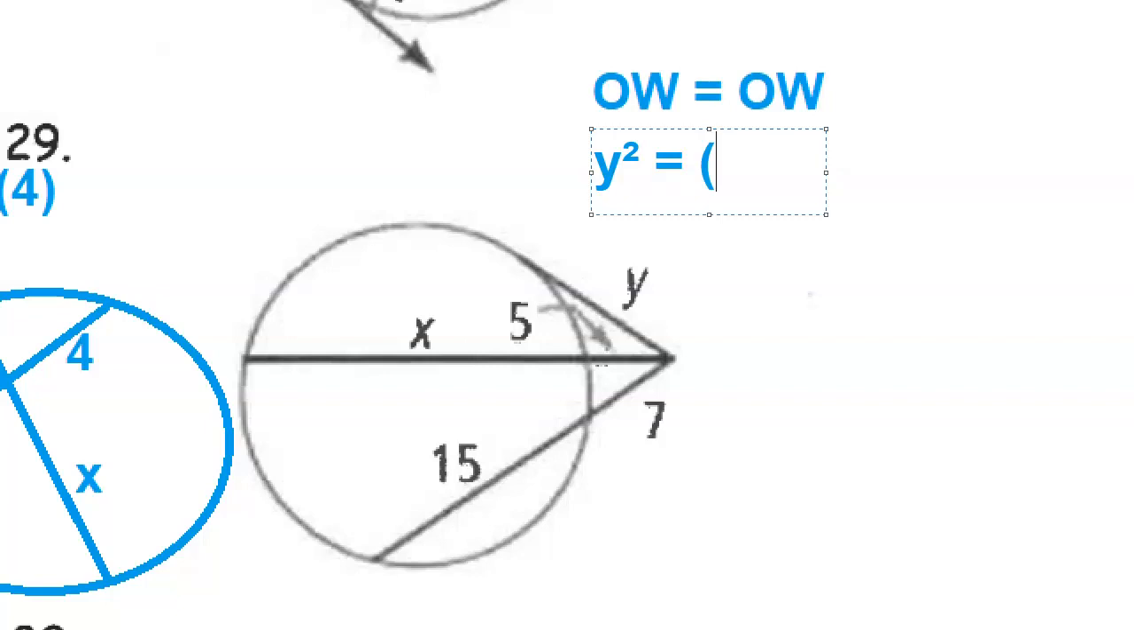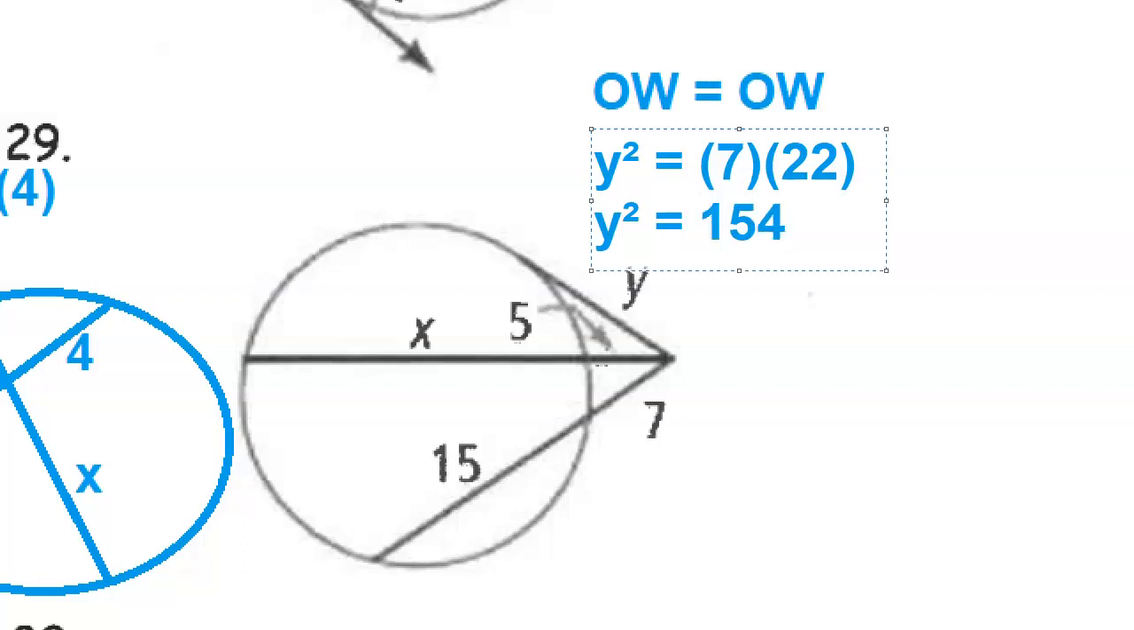Then you look on the other piece. The outside part is 7. The inside part would be 15 plus 7, which would be 22. And you end up getting y squared equals 154. Now that one doesn't come out pretty. It didn't tell us what to round to in this section, if I remember right. So in this case, I'm just going to take the square root of 154 and go to 2 decimal places.